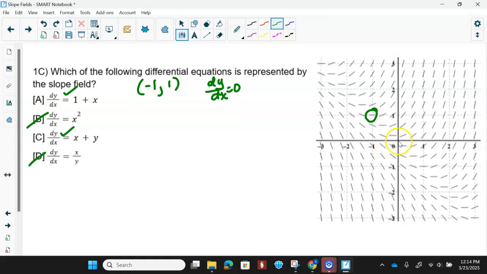If I've got, let's say, the point -1, 3. Notice again, we've got a positive slope here. So -1, 3. Well, 1 and x is -1. What's 1 plus -1? 0, but I need a positive slope, where here, -1 plus 3 is 2. And of course we could check other points to make sure and verify that this represents the slope field of x plus y.